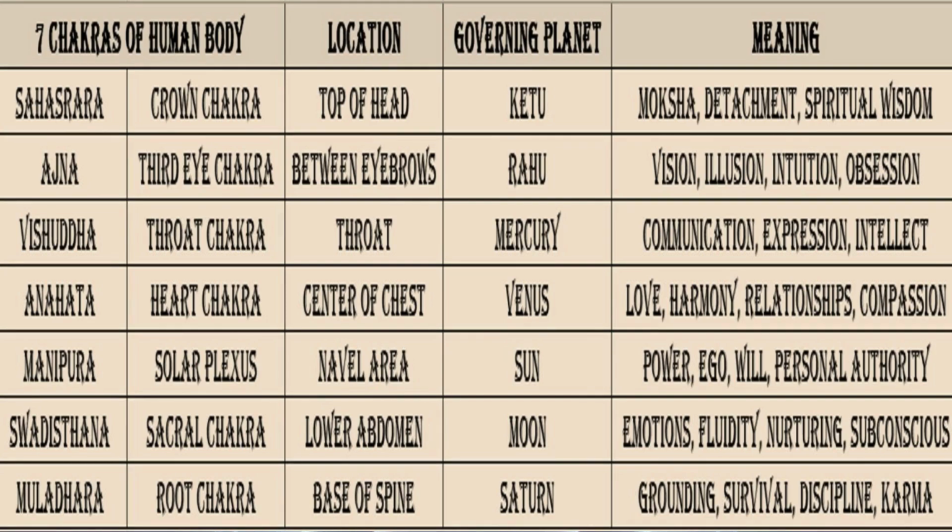The throat chakra, or the Vishuddha chakra, is ruled by the planet Mercury, or Buddha, whose role is communication, expression, and truth. Mercury is your voice. It helps you speak clearly and think critically.